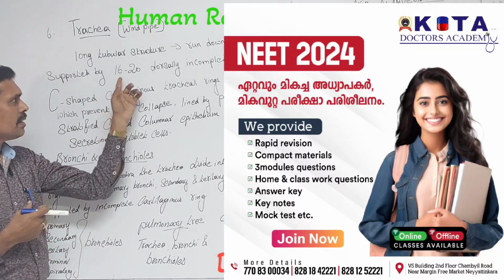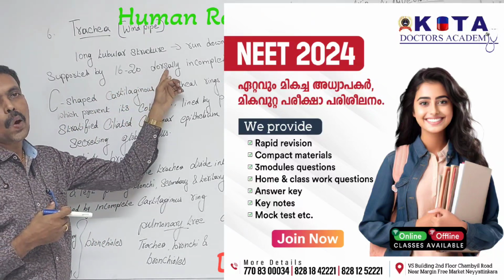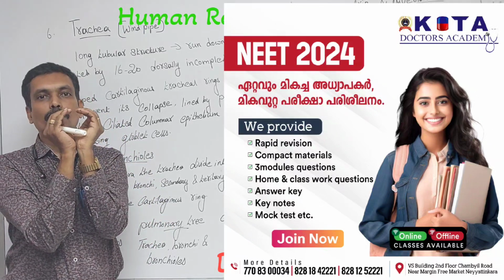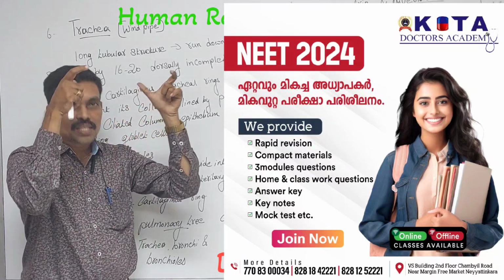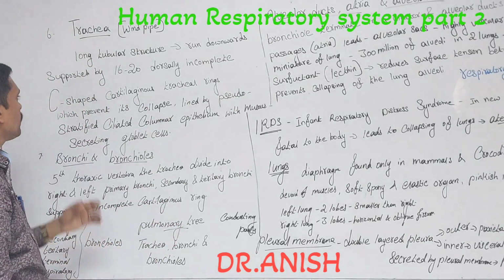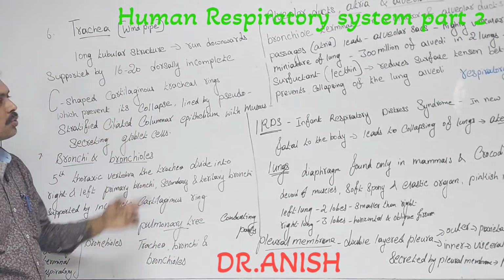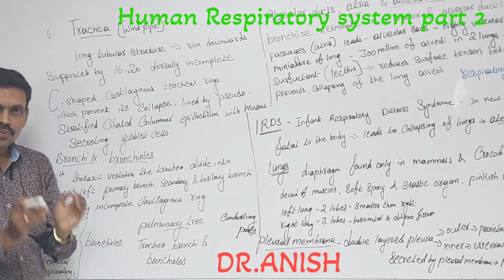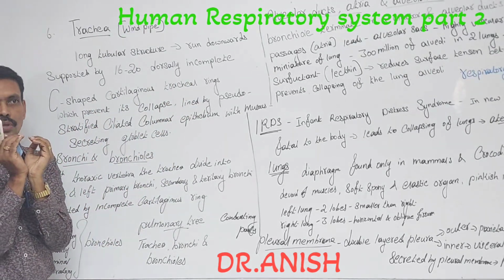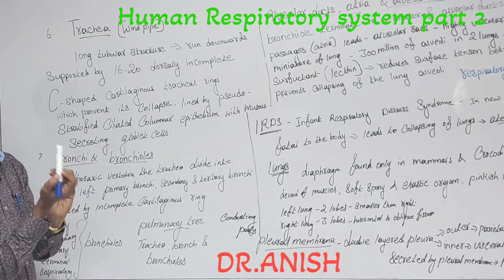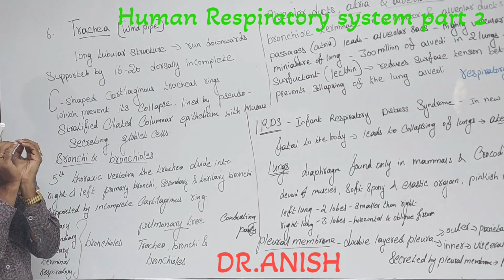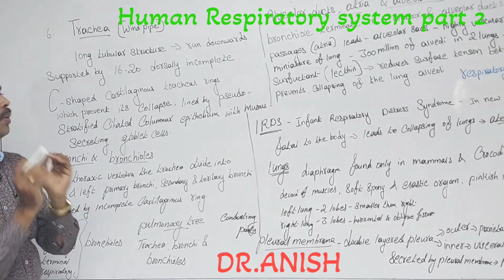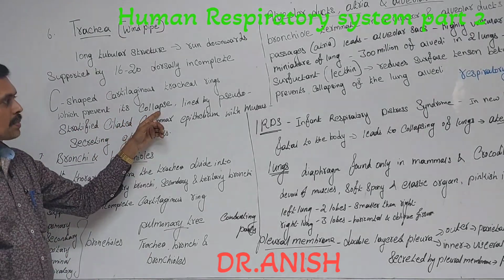It is supported by 6 to 20 dorsally incomplete cartilages. Dorsally incomplete cartilage is used to form this tracheal pipe. It is a C-shaped cartilage, so it is otherwise known as a tracheal ring. So what is the use of this C-shaped cartilage? We could use round cartilage. Why do we use the C-shaped cartilage? It helps the pipe to expand a little and it also prevents its collapse.